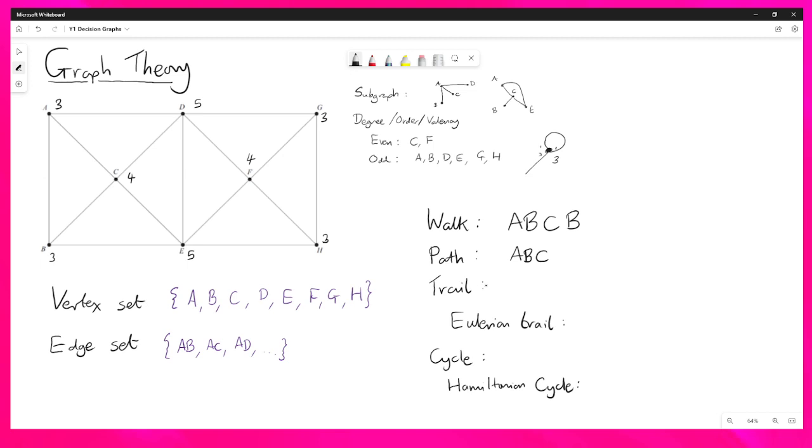A trail is a walk where no edge is traversed more than once. So again, this ABC is a trail as well as a path. But ABCA is also a trail, but not a path. Remember, path, we visit each vertex exactly once. Trail, we go over each arc exactly once, or no more than once. So we go across AB, BC, and then CA. This is a trail.